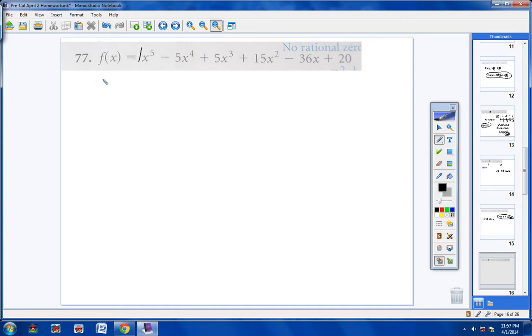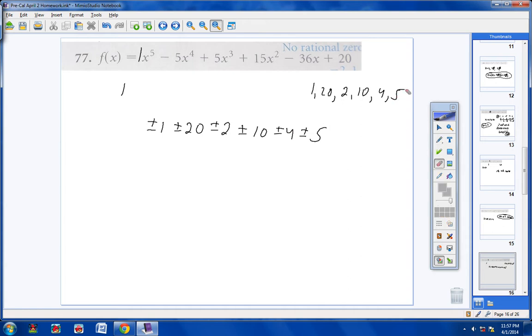The factors of 1 would be 1, and the factors of your constant term 20 would be 1 times 20, 2 times 10, 4 times 5. Now if you put each one of these numbers over 1, you'll get positive negative 1, positive negative 20, positive negative 2, positive negative 10, positive negative 4, positive negative 5. If there are any rational zeros for number 77, they will be in that list right there.